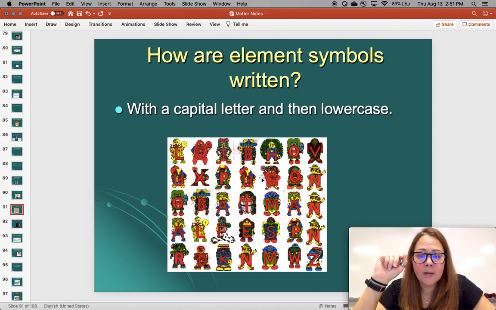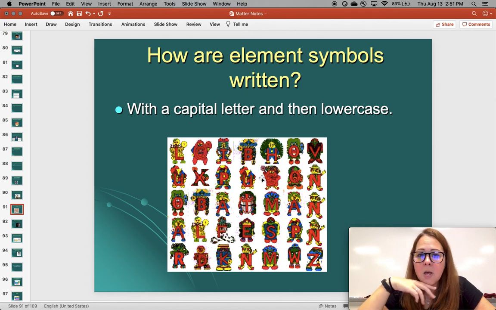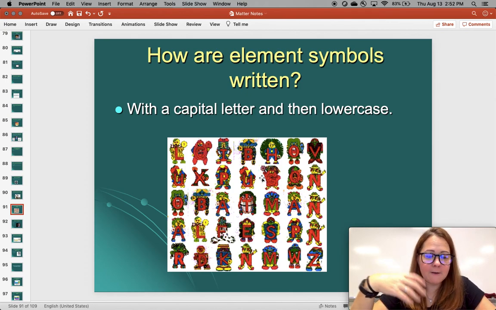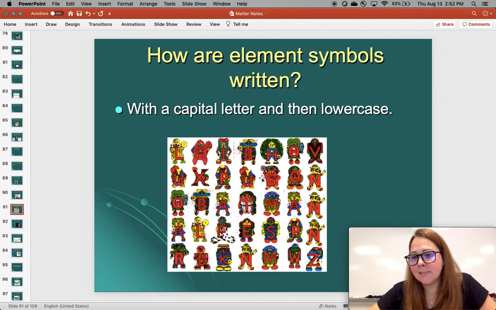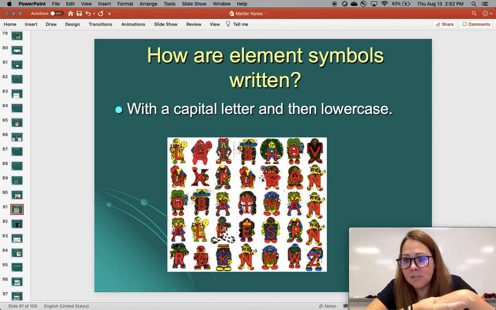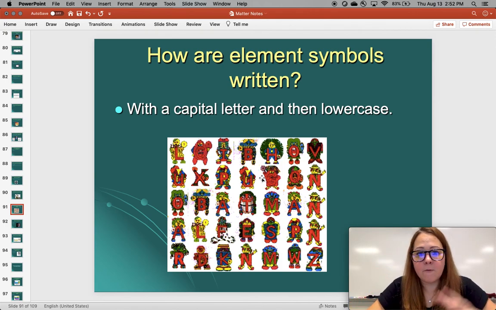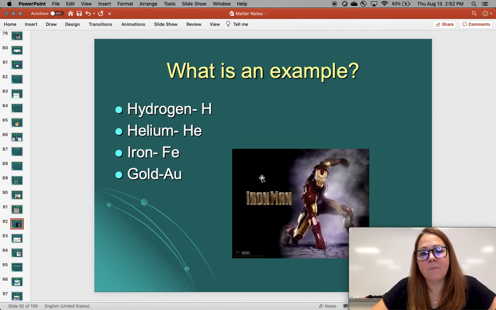If you have two letters in your element symbols, the first letter is always capital. The second letter is always a little letter or a lowercase letter. So what I mean by that is if you have manganese, manganese is capital M, lowercase n. If you have silver, that's capital A, lowercase g. So your first letter is always capitalized. The second letter is always a lowercase.